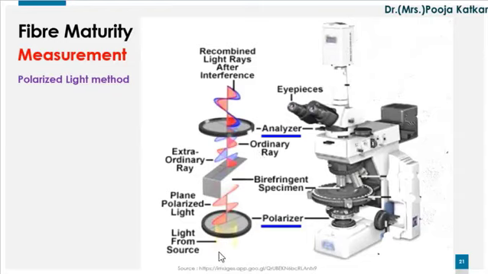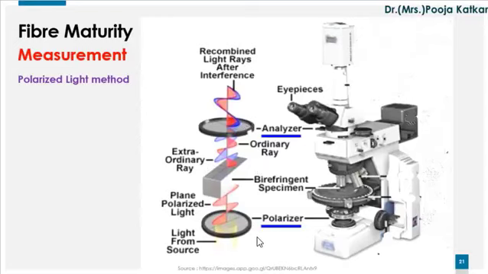Let me repeat again. This is a light from the light source. When it passes through the polarizer, it gets converted into plane polarized light. When this plane polarized light passes through a birefringent specimen or anisotropic material, it gets split into two rays, ordinary and extraordinary ray. When we observe the objective through the eyepiece, we could observe interference of these two rays.